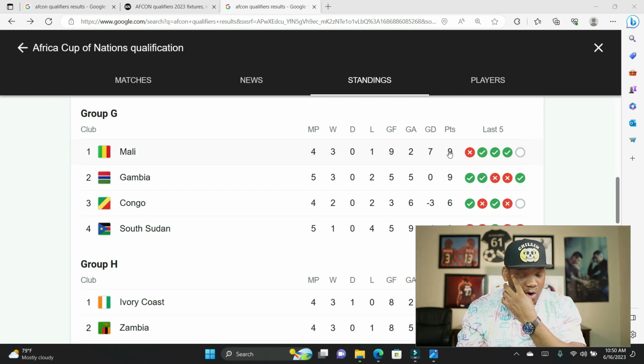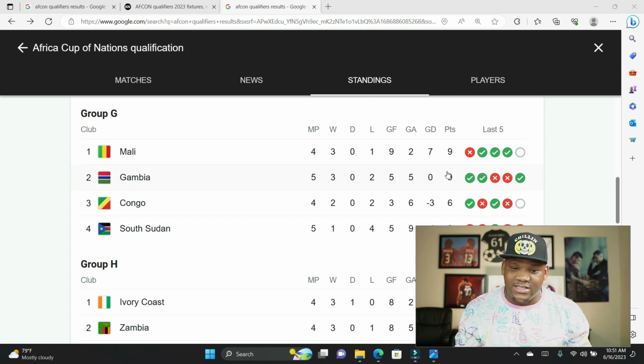They're going to face Congo though, at some point. If they draw with Congo, they make it. If Congo defeats them, then Congo puts Mali in a really difficult spot. But Gambia can easily make it through with a draw. So Mali and Gambia just need a draw. Congo need a win and another draw to make sure they can make it to the African Cup of Nations.